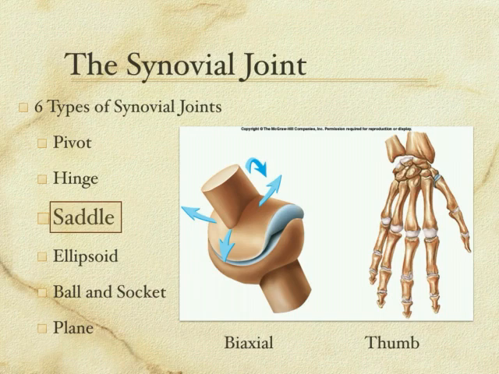So this may be the one joint in the human body that helps make you most human. Your ability to use tools with that, your hand, and with that joint. So just one location for this saddle joint that we're going to study, and that's at the base of the thumb.